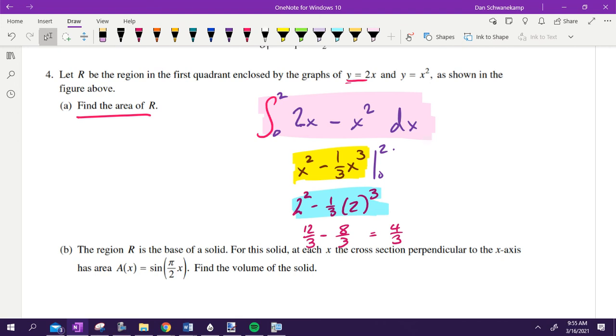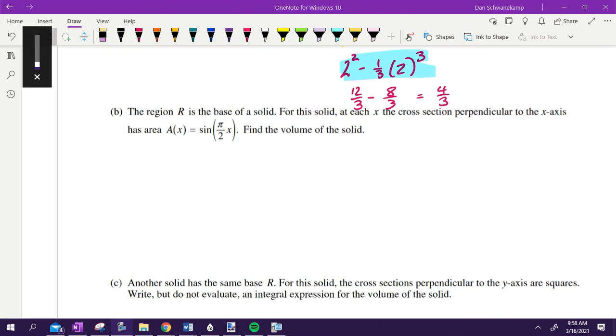The region R is the base of a solid. For this solid at each x, the cross section perpendicular to the x-axis has an area of that right there. Find the volume of the solid. See what you can do with that. To me, this is the toughest part of this question. You're probably realistically only going to get 1 out of the 3 points here, and that's okay. Get the 1 point, though.